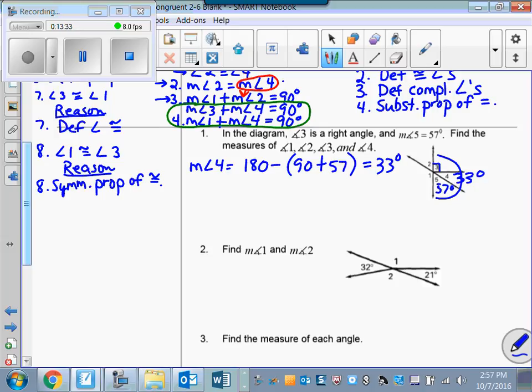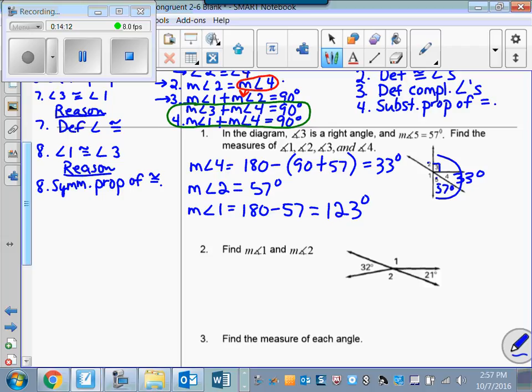All right. The measure of angle 2, oh, that's an easy one. It's a vertical angle with angle 5, so the measure of angle 2 is also going to be 57 degrees. And let's see, how about the measure of angle 1? Well, angles 1 and 2 are a linear pair, so I know that the measure of angle 1 is going to be 180 minus 57, which gives me 123 degrees.